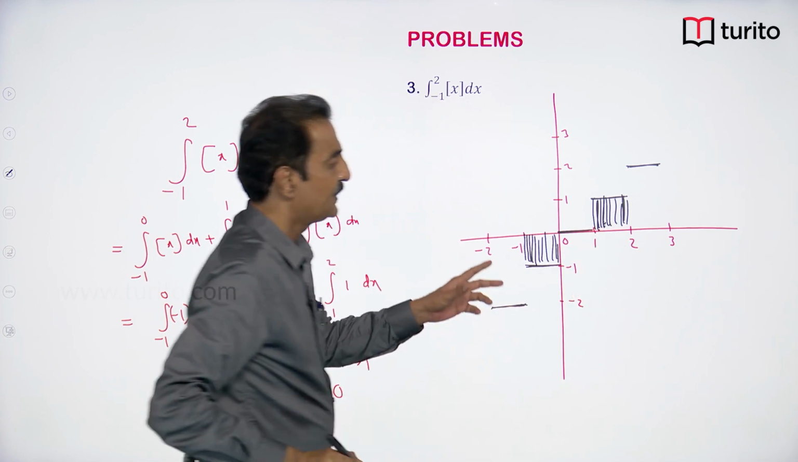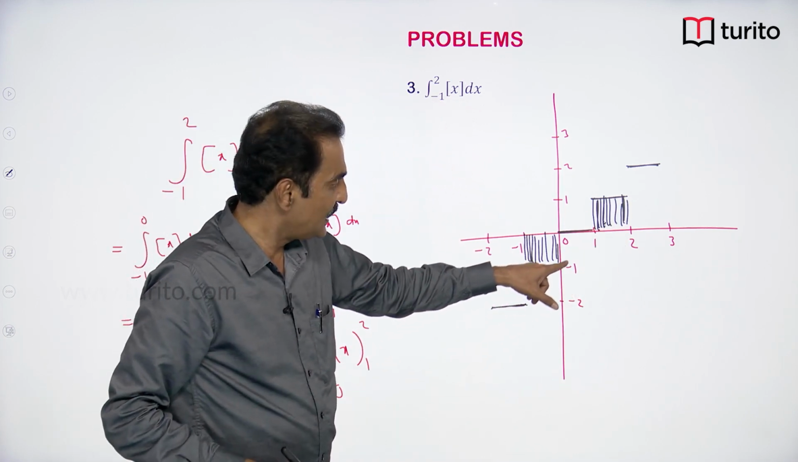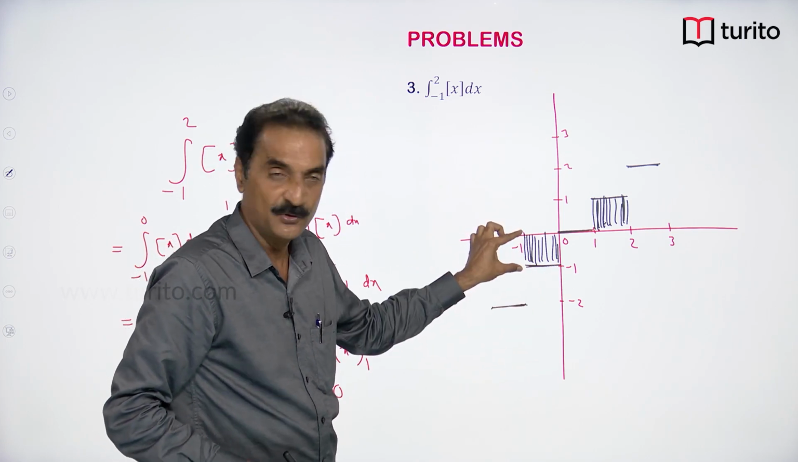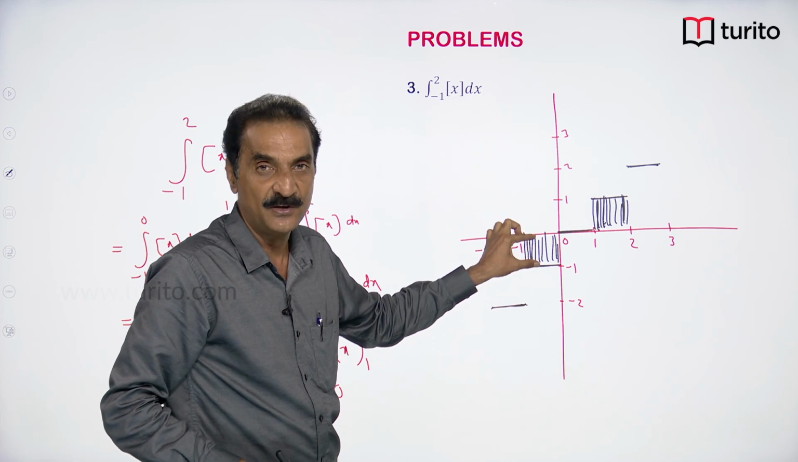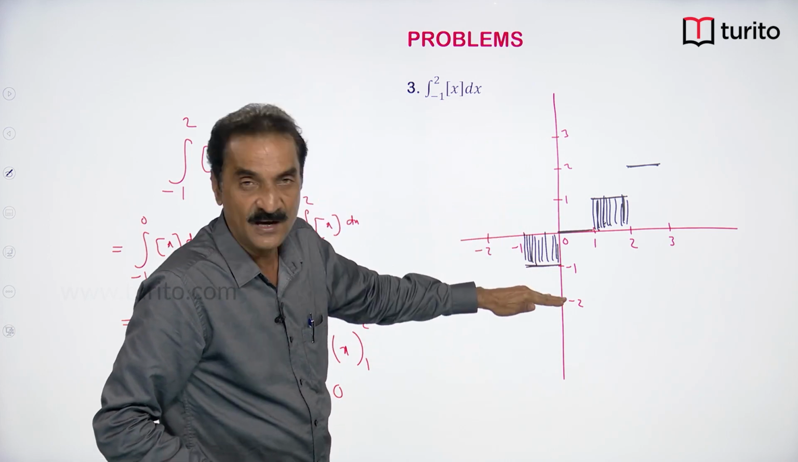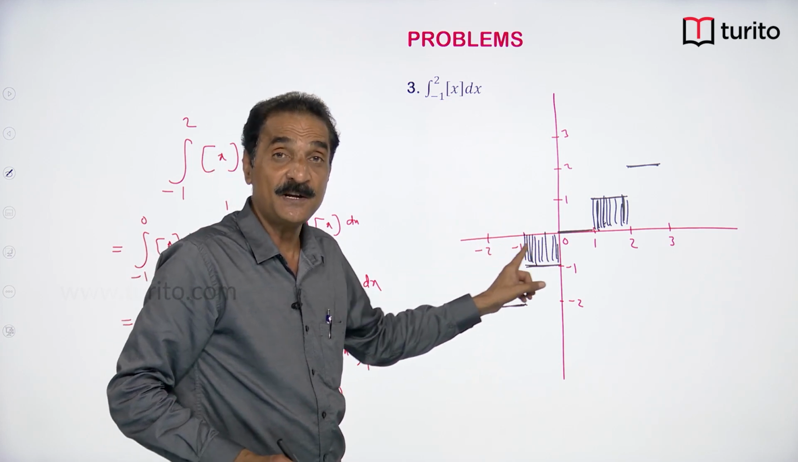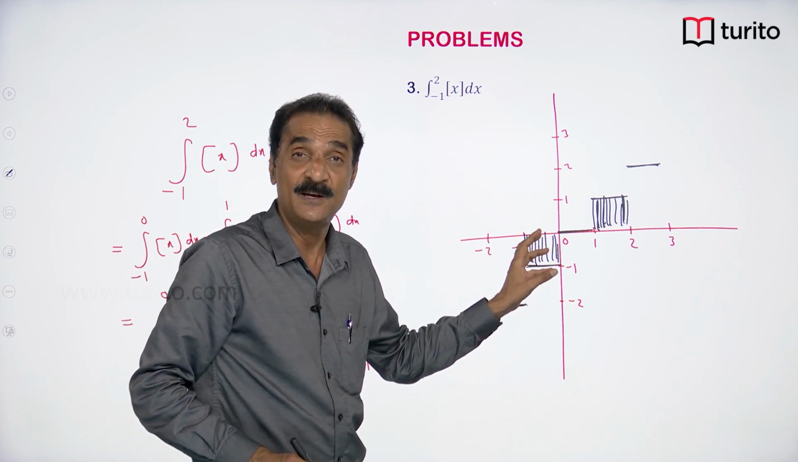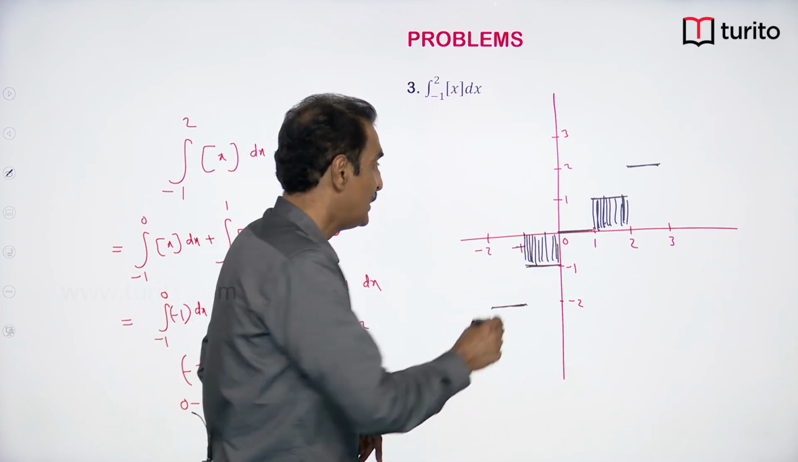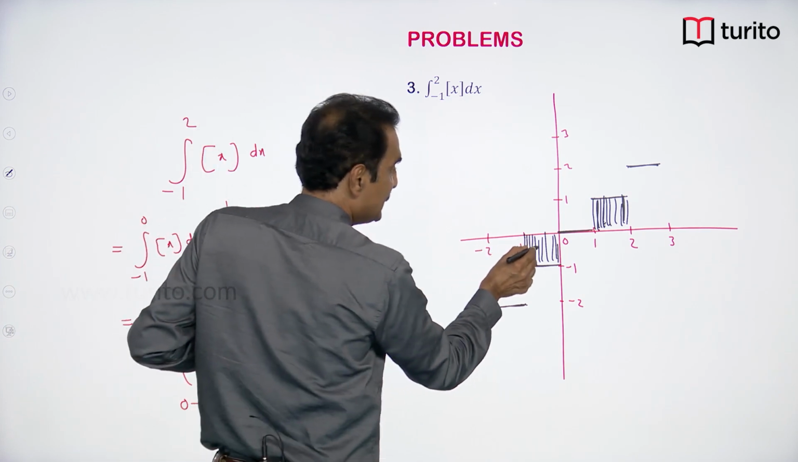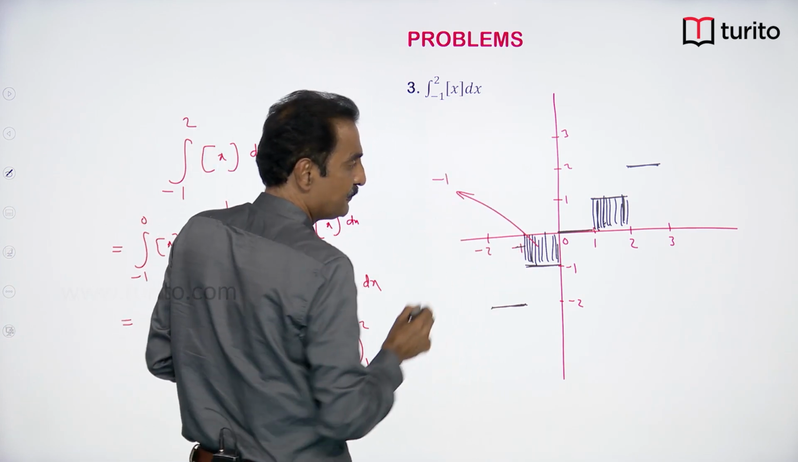Okay. Now you can see that this area is how much? This is 1 square unit, this is 1 unit, this is 1 unit. So, totally this area is 1 square unit. But since the area is below the x axis, since the curve is below the x axis, definite integral from -1 to 0 will be negative. So, this definite integral will be -1.